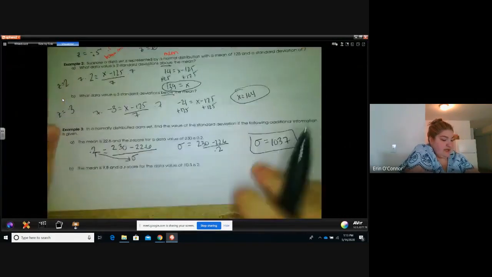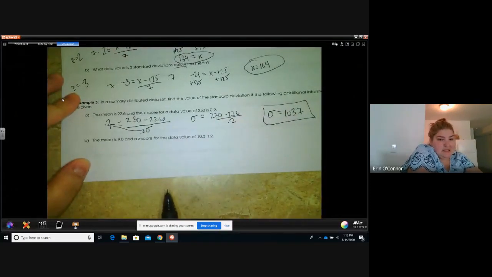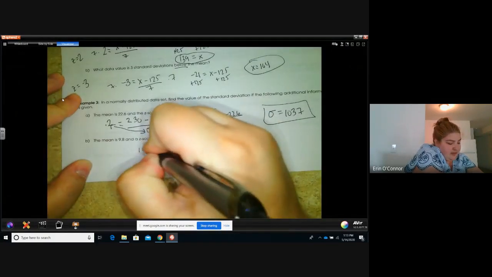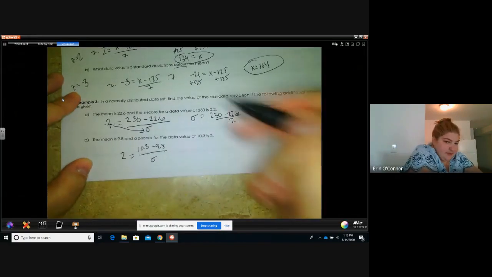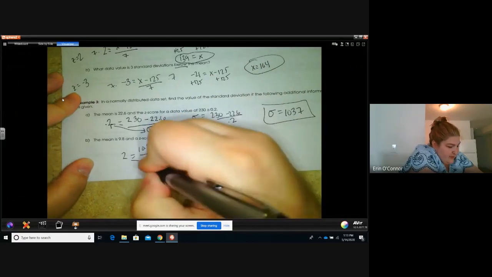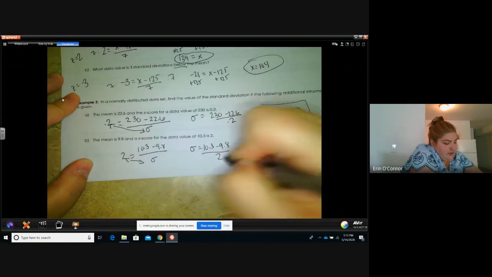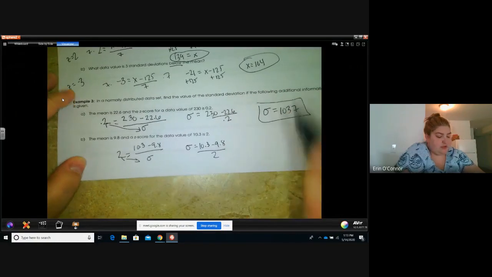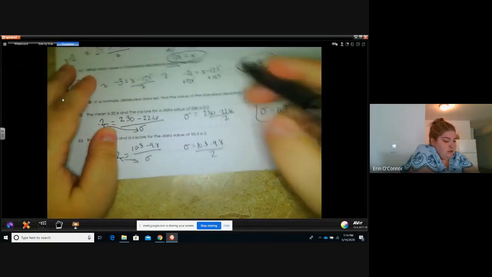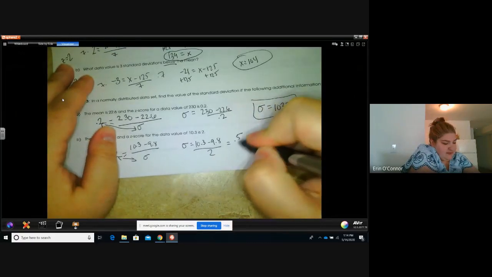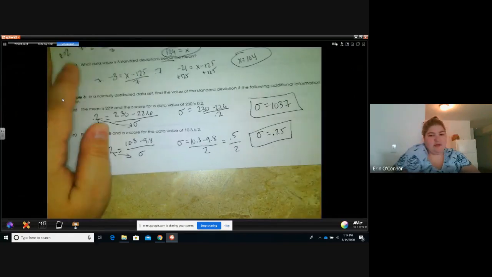Okay. And for the next one, the mean is 9.8 and a z-score of the data value of 10.3 is 2. So the data value is 10.3, and that's going to equal 2, our z-score. And so we can interchange these, and we get sigma is equal to 10.3 minus 9.8 over 2, which is equal to 0.5 divided by 2. Half of 0.5 is 0.25. And that's your standard deviation there.